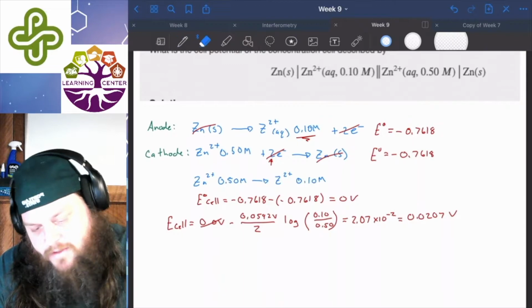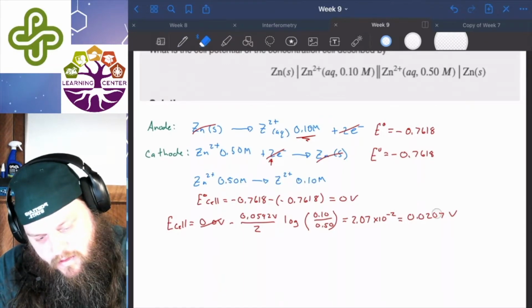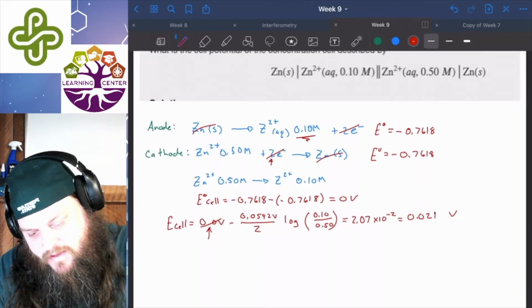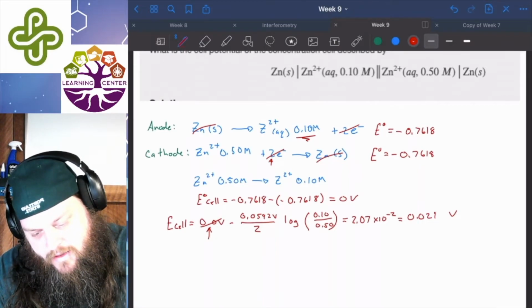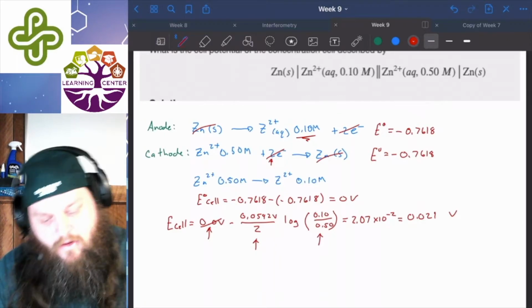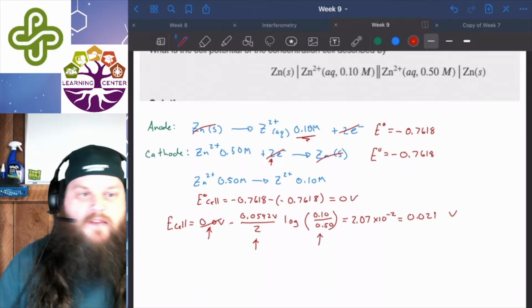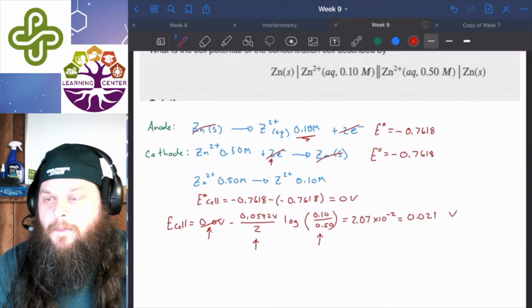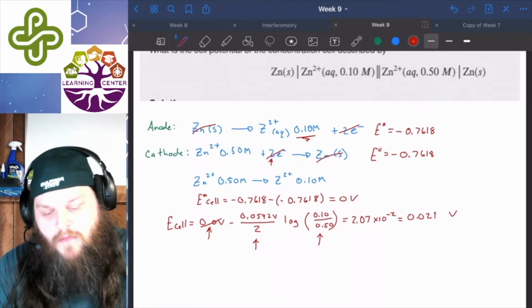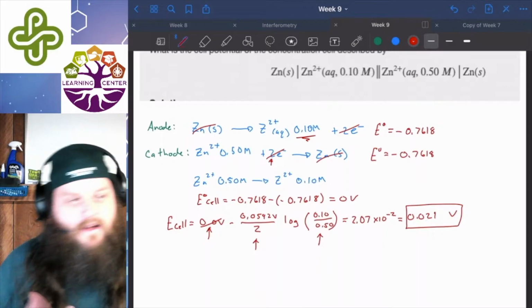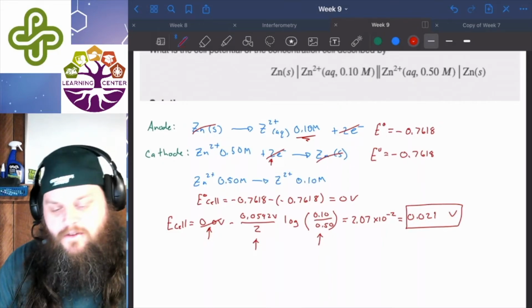And sig figs probably round to 2 significant figures. The only thing that we really have, this is 0, and these are constants, basically, or integers. So these here are molarities. They're the only things that actually have significant figures, so I'm going to follow those for my sig figs. And that's our solution. That's going to be the energy of the cell for that potential at that concentration, when those concentrations are changing.